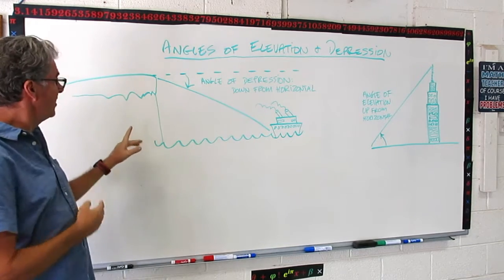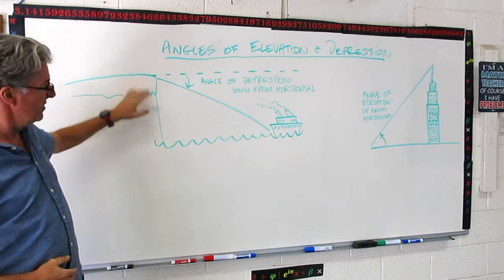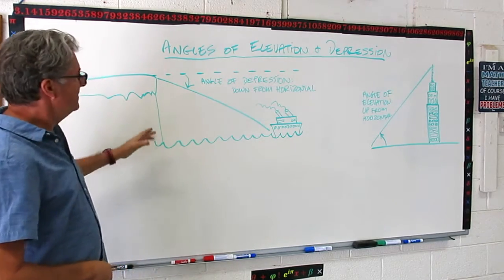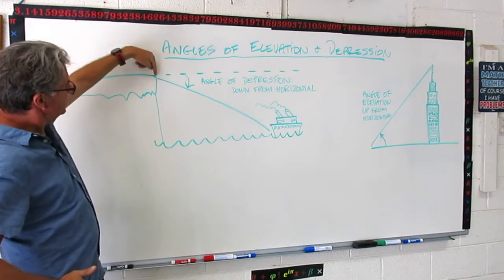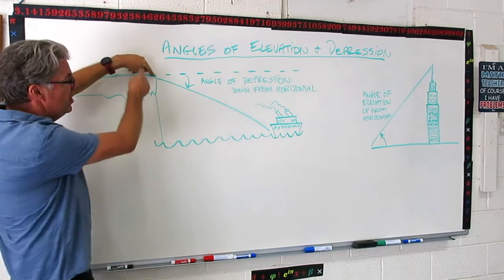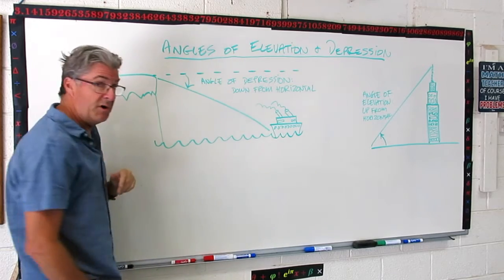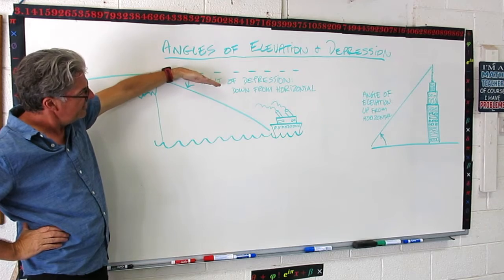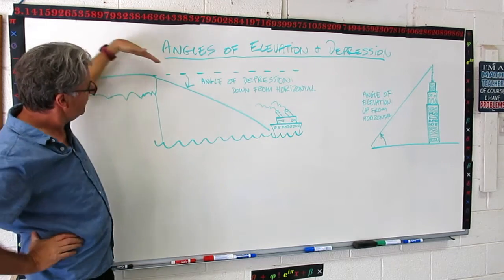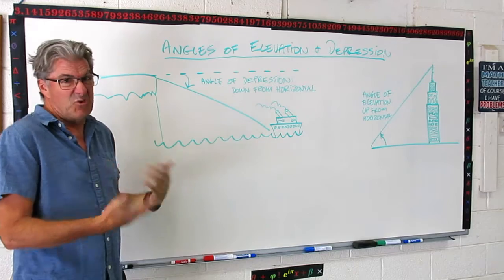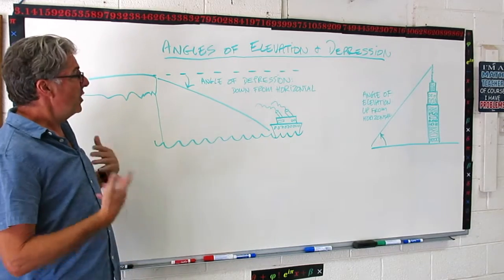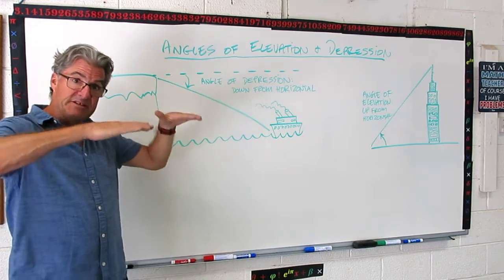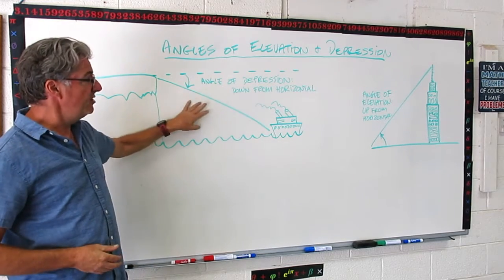So this first picture here, I've got a cliff on the ocean with a boat. This is my little cartoon. I hope it works for you. And this is the angle of depression. So if there's somebody standing on the top of the cliff looking down at the boat, the angle of depression is the angle from the horizontal down. So they might be looking 30 degrees down, they might be looking 20 degrees down, something like that. So angle of depression, think about depressed, you're down, is looking down. Okay? So that's the angle of depression.